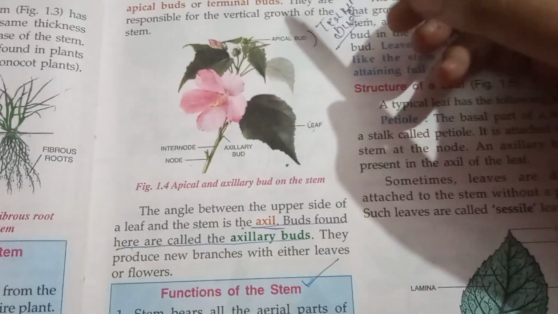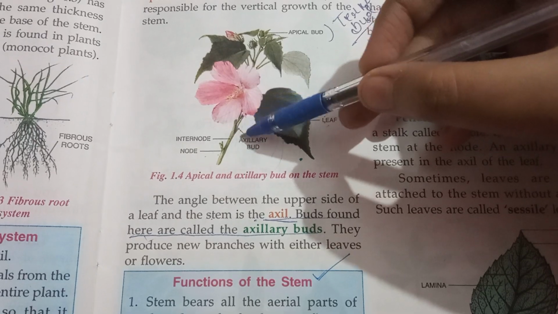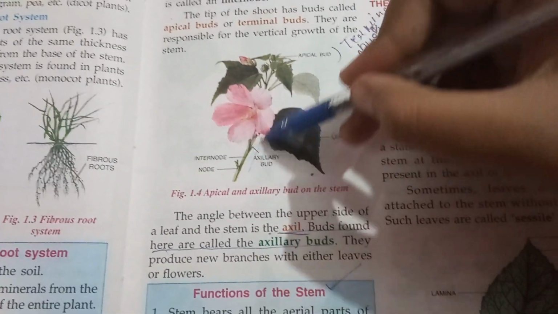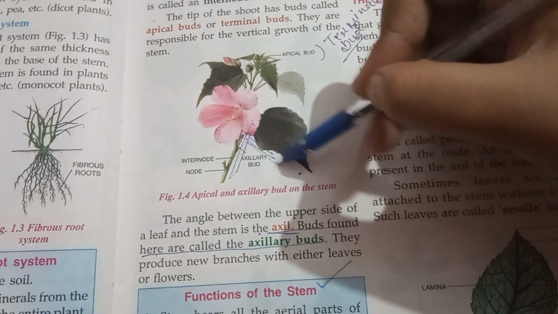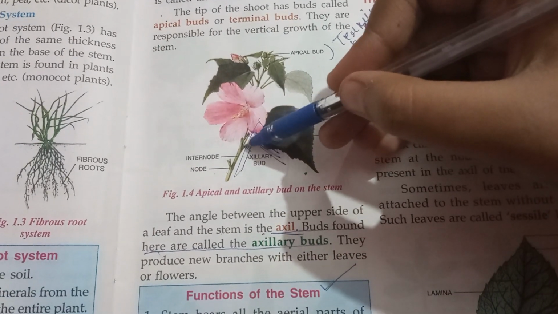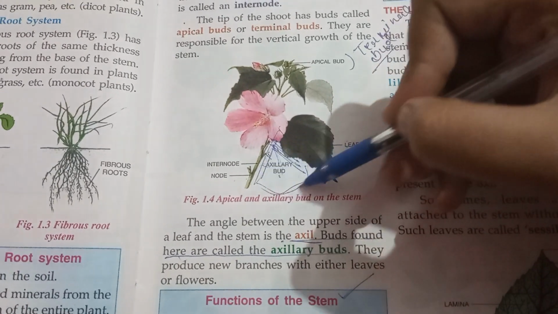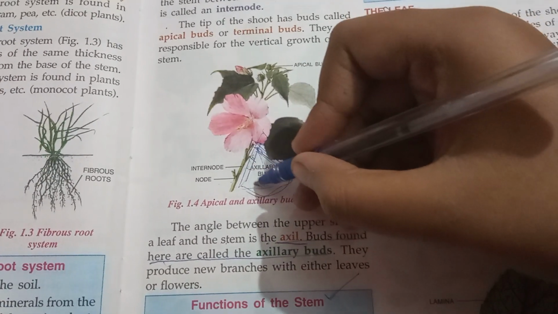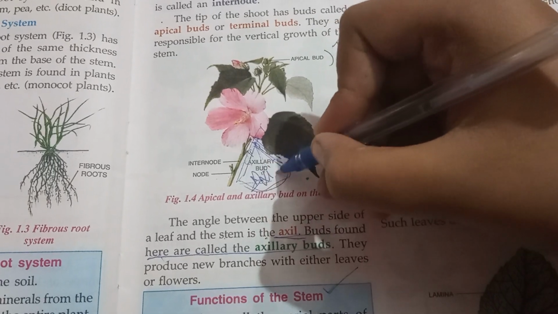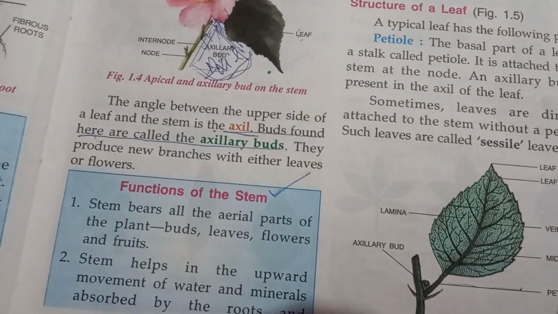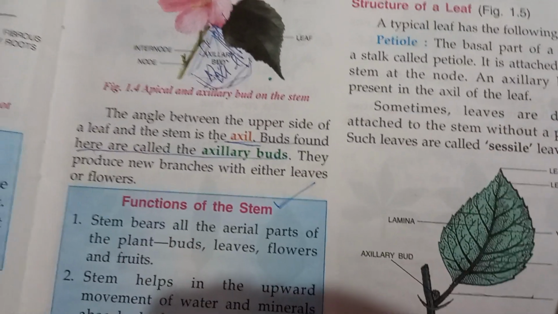So here, this is the axillary bud because it forms an angle. This is the leaf, this is the stem. This forms an angle, which here is called an axil. This whole area is called an axil. So buds found here are known as axillary buds. They produce new branches with either leaves or flowers.